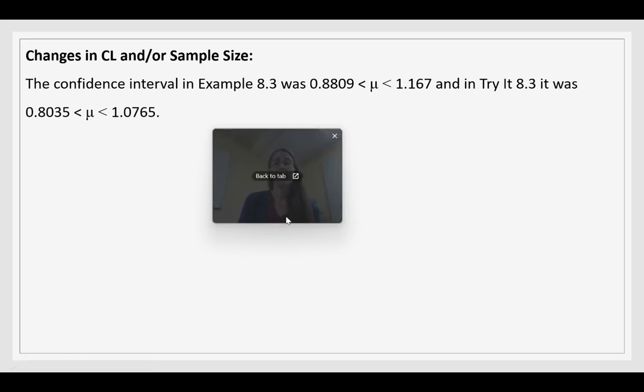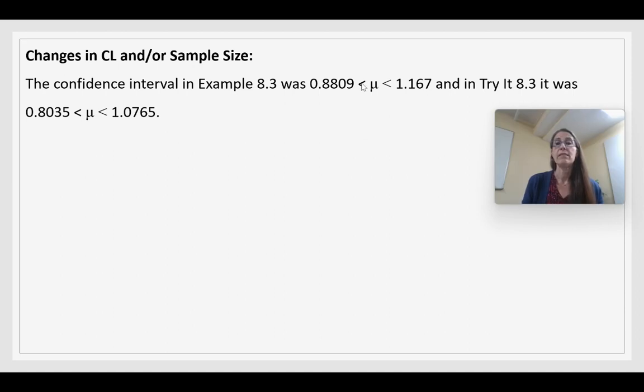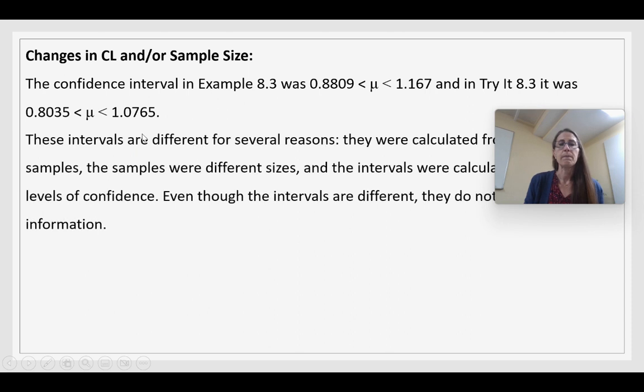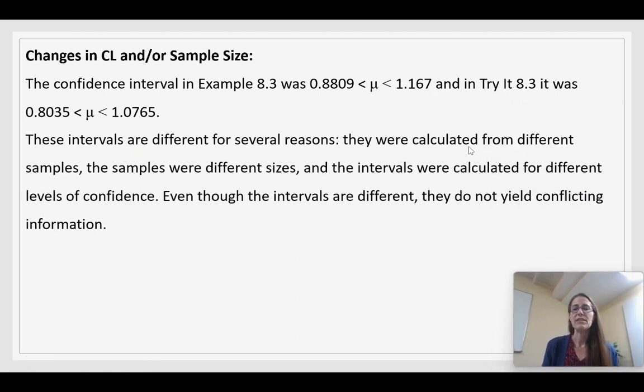So the confidence interval in example 8.3 was 0.8809 is less than mu, is less than 1.67. So we're saying that the true population mean is between those numbers. And then in try it 8.3, we were saying mu was between 0.8035 and 1.0765. These intervals are different for several reasons, like I just said. Different samples, the samples were different sizes, the intervals were calculated for different levels of confidence. So even though the intervals are different, they don't yield conflicting information.